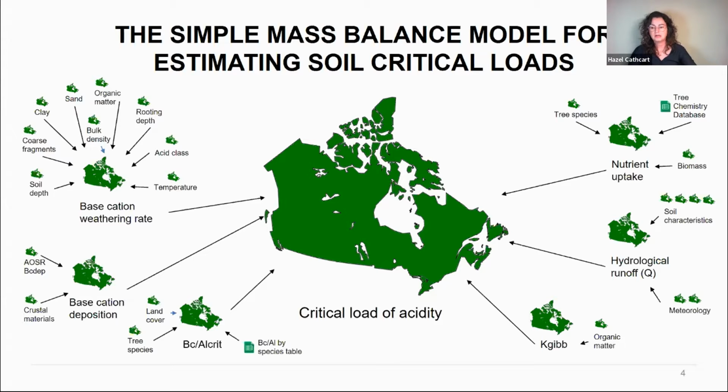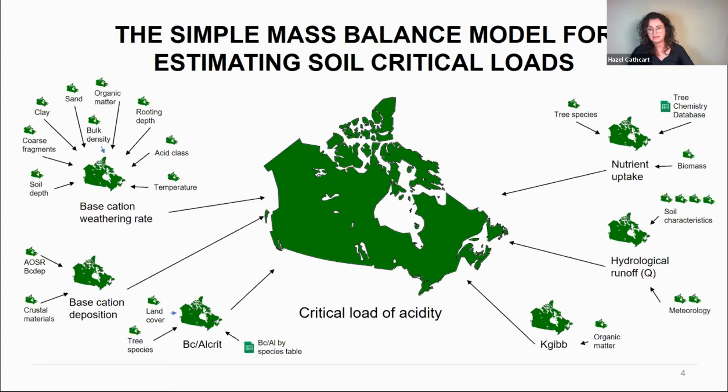Some of the major ones I want to highlight in this presentation include the base cation weathering rate, base cation deposition, nutrient uptake, and the selection of the chemical criteria for damage. The simple mass balance applies to natural and semi-natural ecosystems, so agricultural regions are broadly removed from the maps. And the maps are further limited to mineral soils only. Organic soils, defined as 30% organic matter or more, were removed.